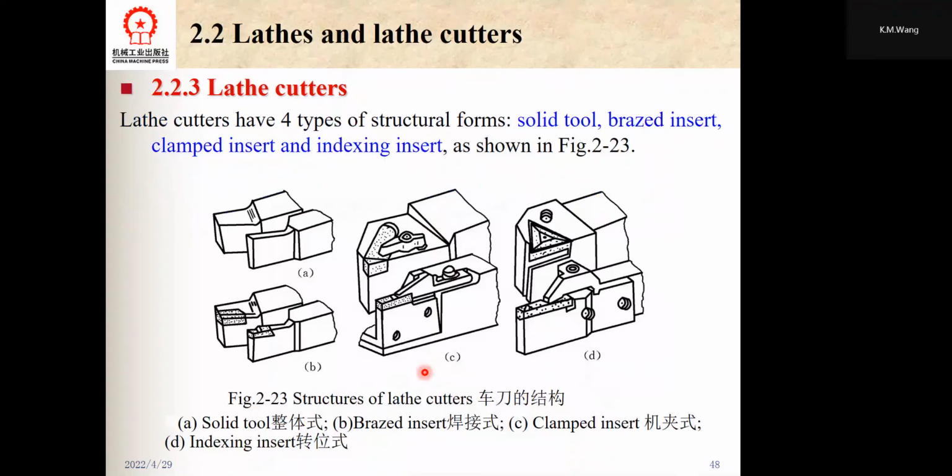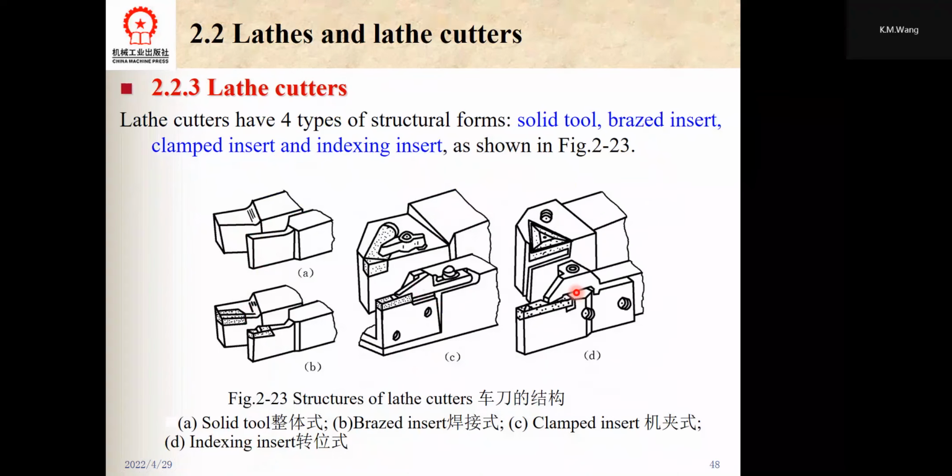And then the lathe cutter has four types of structure forms. The first is a solid tool, and two is a brazed insert, and three is a clamped insert, and four is an indexing insert.